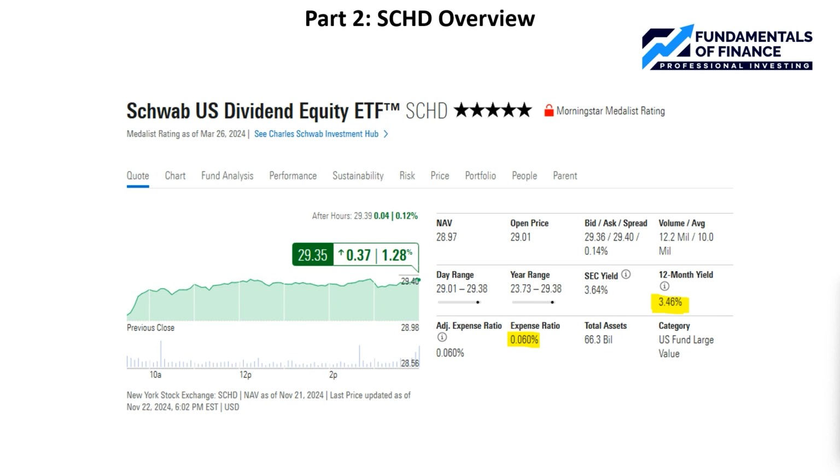At about 3.5% now, that's right in that range. And at a cost of only 6 basis points, it's even cheaper than FDVV, which was 15 basis points, aka 0.15% per year, or $1.50 for every $1,000 you have invested.